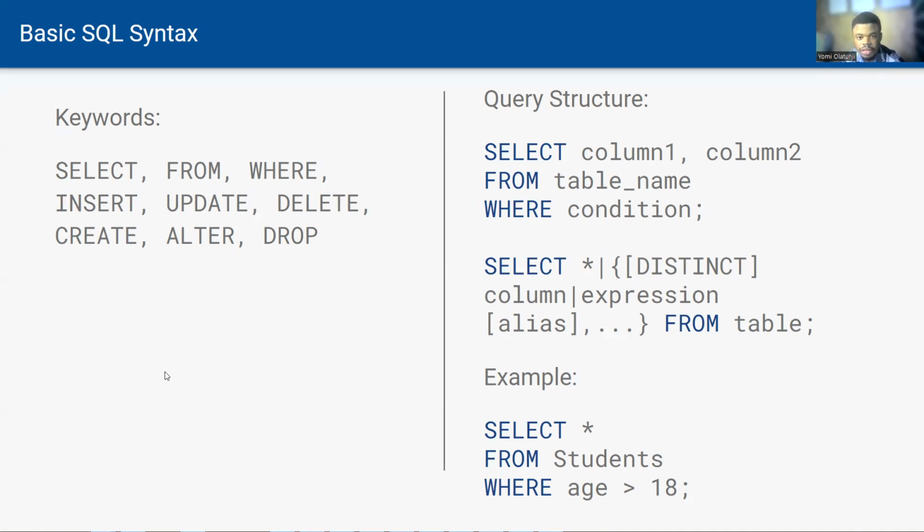So for example, you use select. There are some keywords you use, which you cannot abbreviate. Like select, from, where. And then insert is when you're trying to add a record to a database table. You have update, for updating a record in a database table, and delete, create, alter, drop. These are some of the basic syntax.